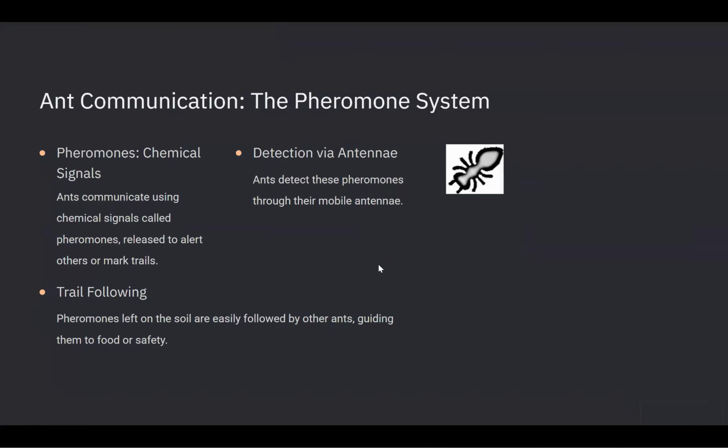Ants communicate using pheromones, which are chemical signals. They detect these pheromones using their antennae, which act like sensors. When ants walk, they leave pheromone trails on the soil. Other ants follow these trails, which help them find food and return to the nest safely. Why does this matter for ACO? Pheromone communication is the biological inspiration behind the pheromone update mechanism in the ACO algorithm. In ACO, pheromone levels on paths tell artificial ants which solutions are promising.